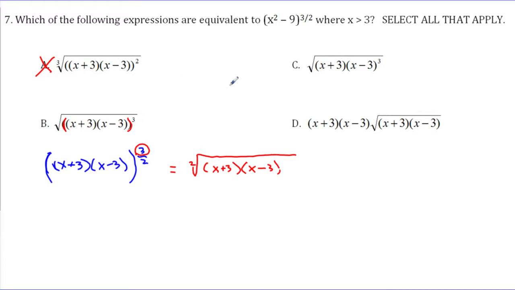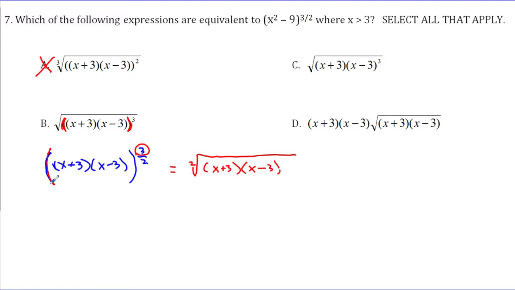Compare that to letter C. The only difference between these two is that this one has big parentheses around x plus 3 and x minus 3, and letter C doesn't, right? It's kind of just putting the 3 on the inside. And so we have to decide which one of these, B or C, is equivalent to our expression here.